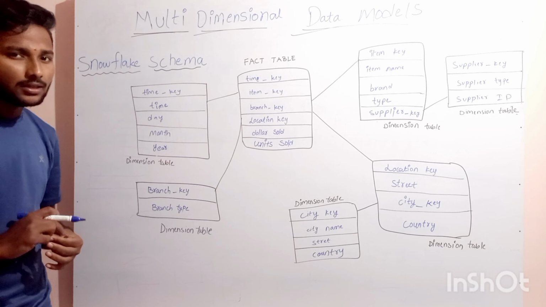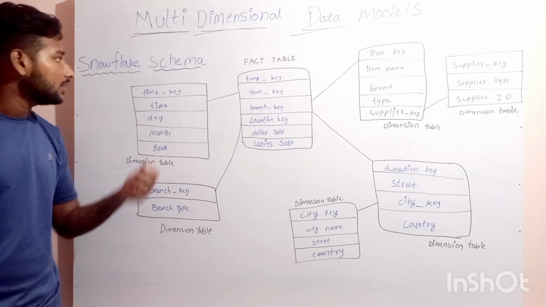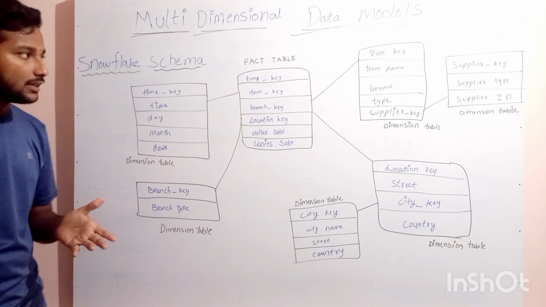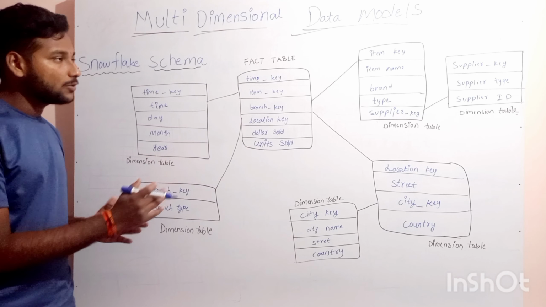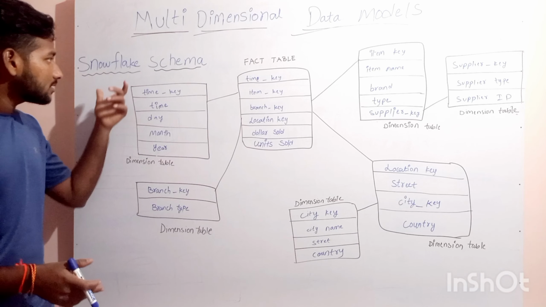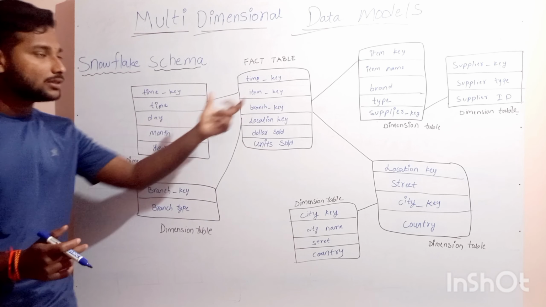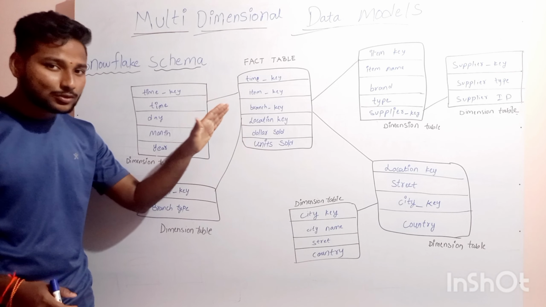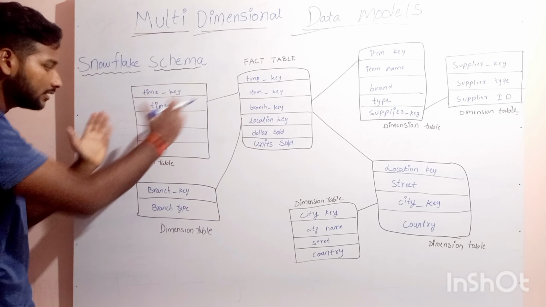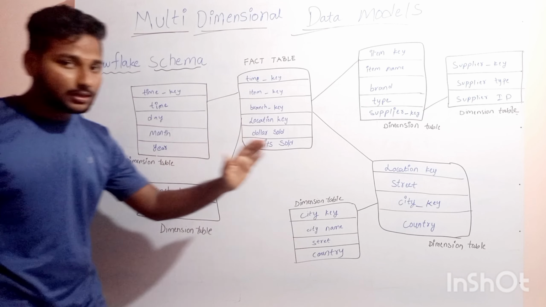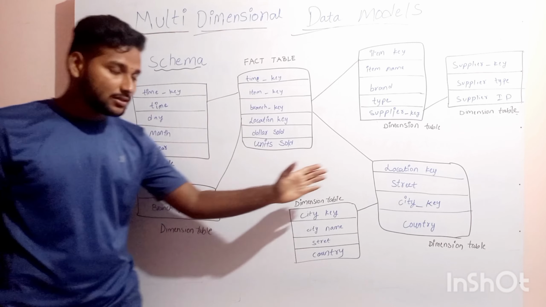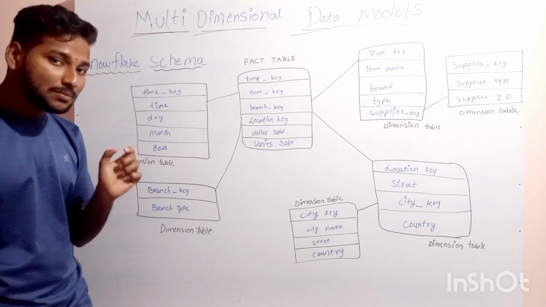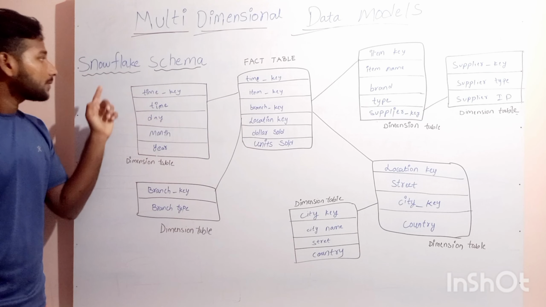In the examination they may ask you to construct a snowflake schema about some student data or any data. If they ask to construct a snowflake schema for student data, the central fact table contains student information, student location, student marks, student branch. At the same time, the dimension tables are derived. From that particular dimension table, we need to construct another dimension table. This is the main basic fundamental of the snowflake schema.